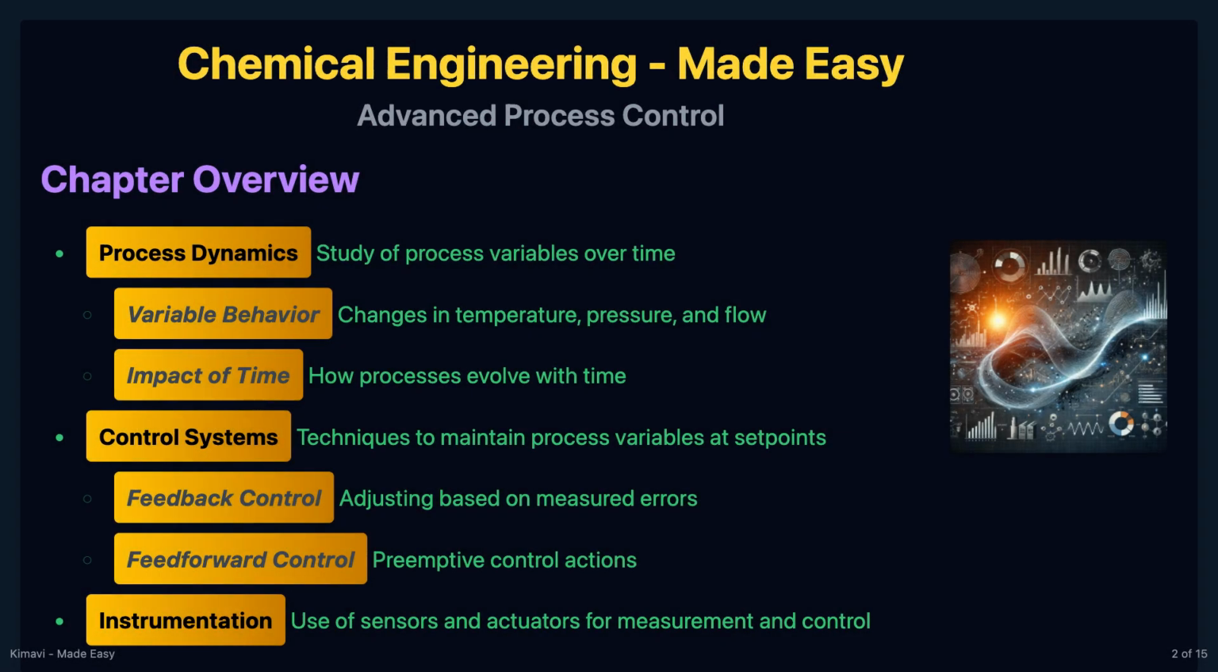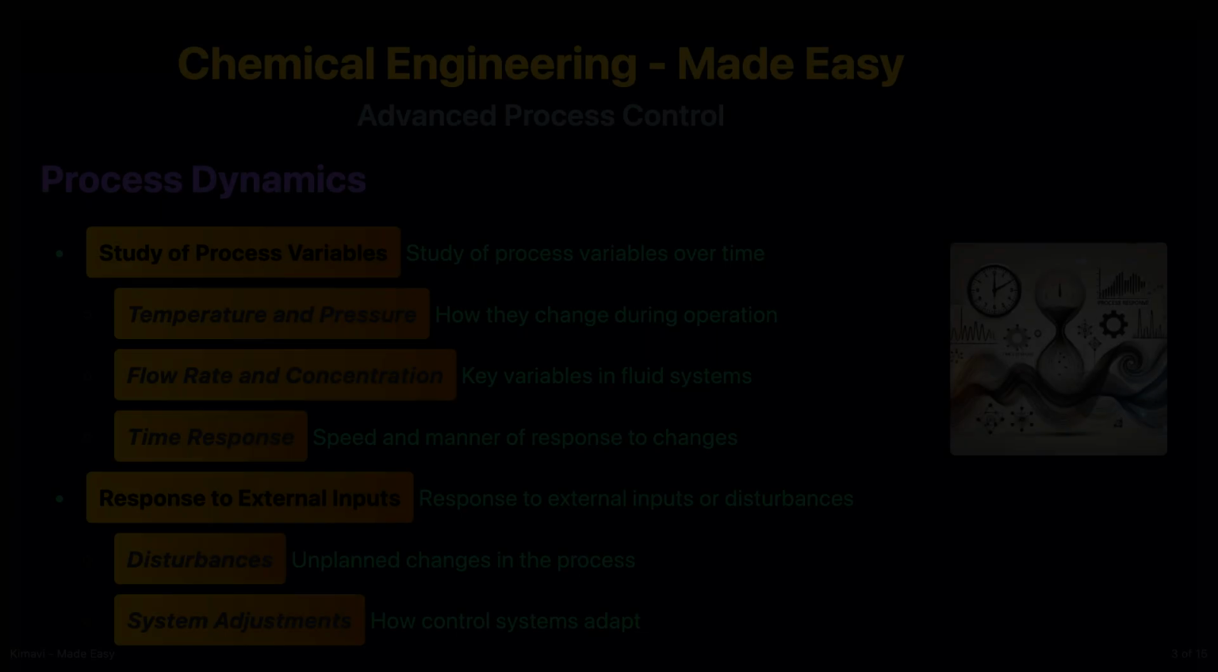In this chapter, we will cover process dynamics, control systems, and instrumentation. These topics are fundamental for designing and implementing effective control strategies in chemical engineering.